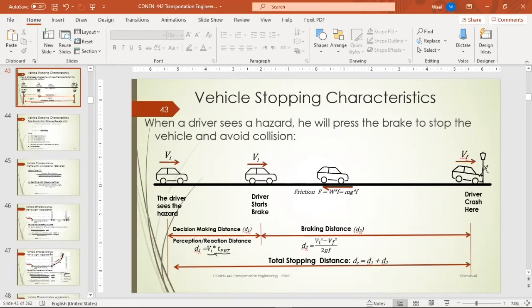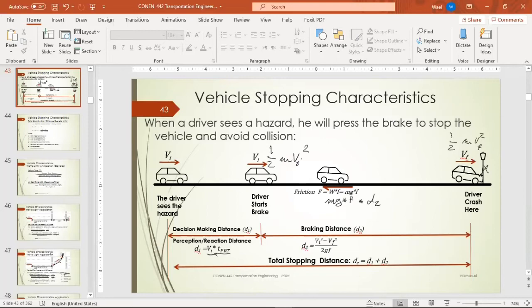Basically, he starts here with a kinetic energy of half m V initial squared, and here ends with a kinetic energy of half m V final squared. In the meantime, because he is pressing the brakes, there is a friction force. The friction force is basically the mass times gravity, which is the weight, multiplied by f. The friction force is doing work. This work is multiplied by distance d2. So the change in the kinetic energy equals this work.